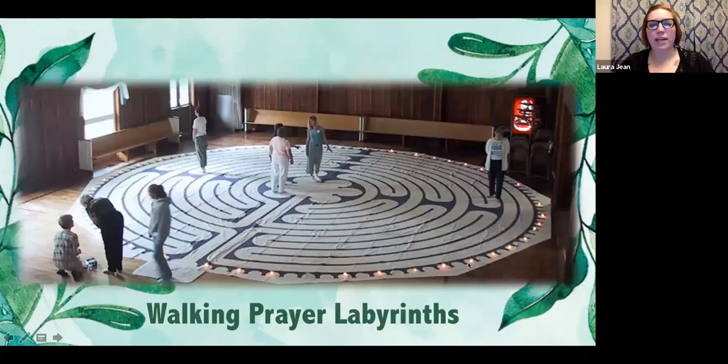We also have here a big canvas one. The canvas ones are really popular now because you can take them on the go, take them to different places, and you can also roll it up when you're done. So you don't have to have it permanently painted or put into the carpet of your church. You can just roll it out when you want to use it for a special service or special event and then roll it right back up. So that's one of the most popular ones that you'll see today.